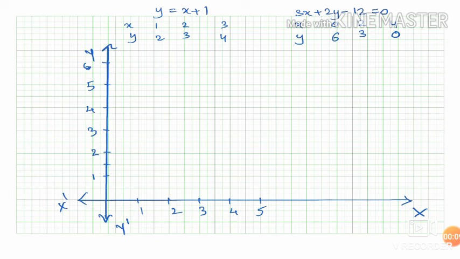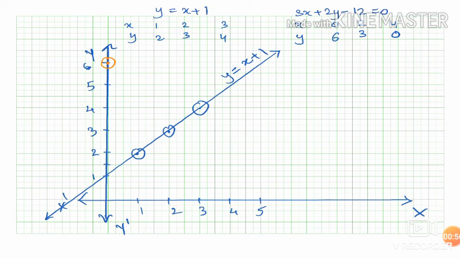The first equation is y equal to x plus 1. So let's start plotting the points. The first point is 1, 2. Second point 2, 3. And third point is 3, 4. Before plotting the second equation, finish joining these points by drawing a line. Label the line with the corresponding equation.